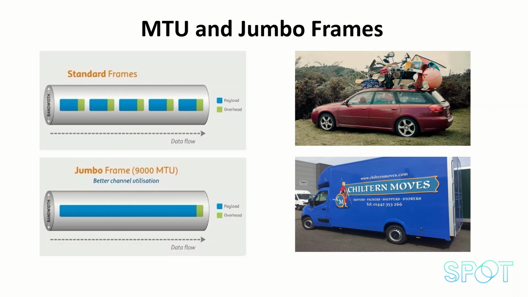As an analogy, with standard frames, it's like you're moving house, and you have to take multiple trips in the car to get all your stuff to the destination. But with jumbo frames enabled, you have access to a huge moving van that can take all your stuff in one trip. I'm going to show you a case study now of the Media Bunker, and this shows the difference that adding jumbo frames can achieve, and then I'm going to show you how to enable them.